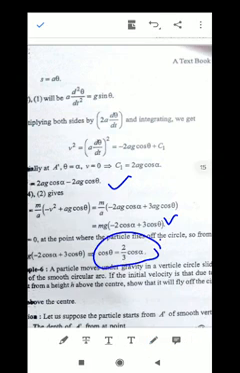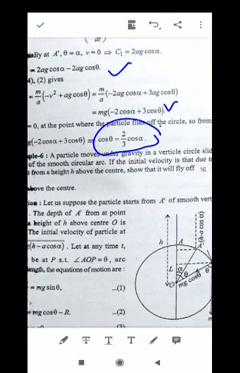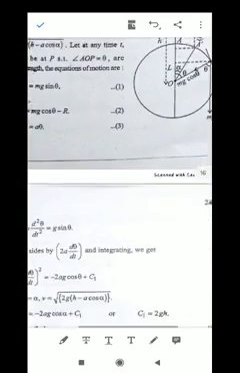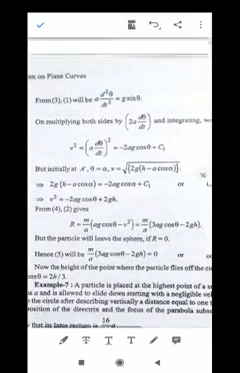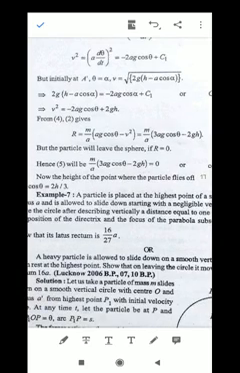So in this way you can complete other examples also. Now solve all these questions based on motion on a plane curve. So this topic is completed.